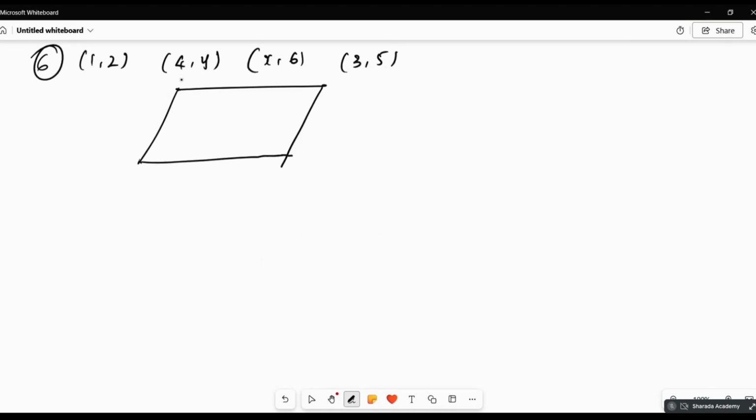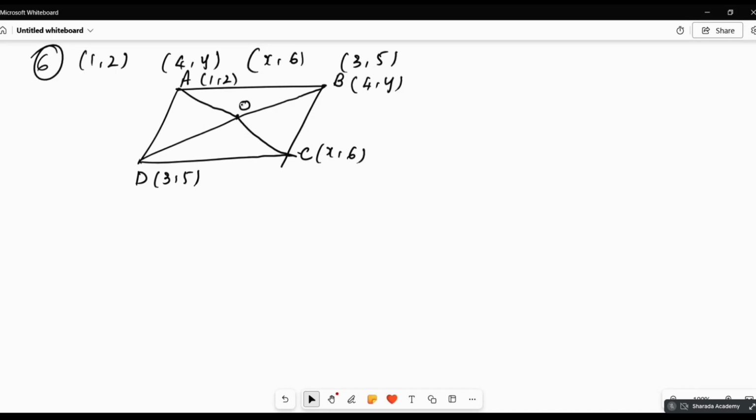Okay, in the order you should take A, B, C, D. A value, if I take it as (1, 2), B value is (4, y), C value is (x, 6), and D value is (3, 5). They are the vertices of a parallelogram taken in order. Find x and y. In this, which property can we use?